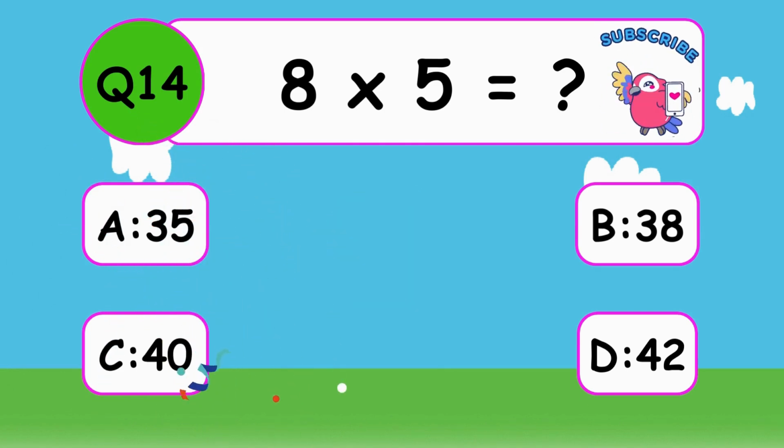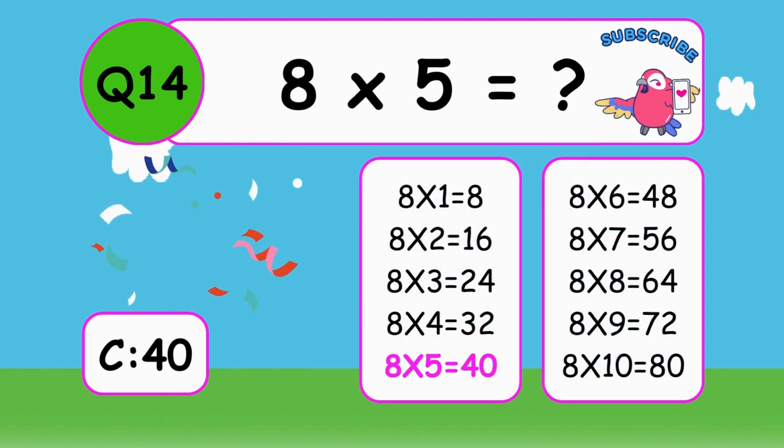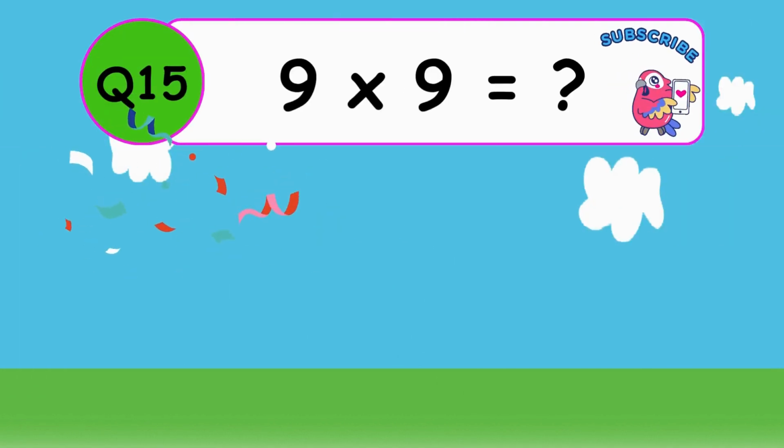The correct answer is C, 40. 8 times 5 is equal to 40. What is 9 times 9?